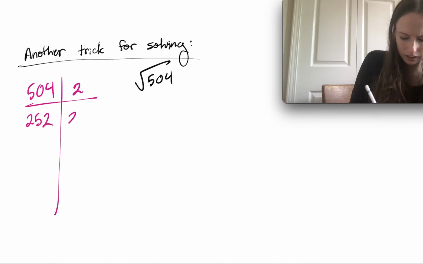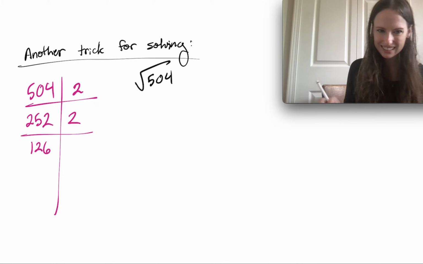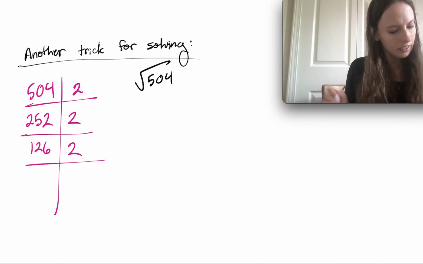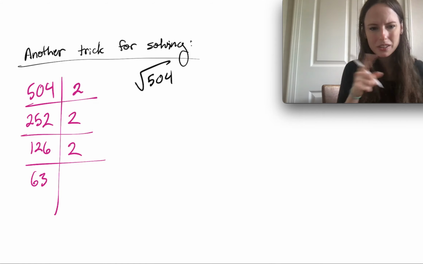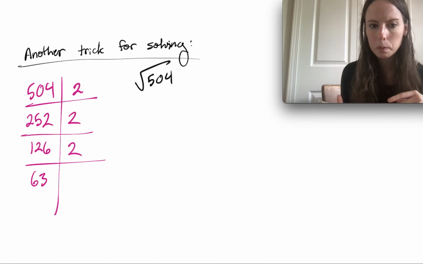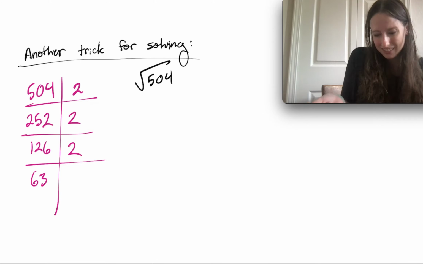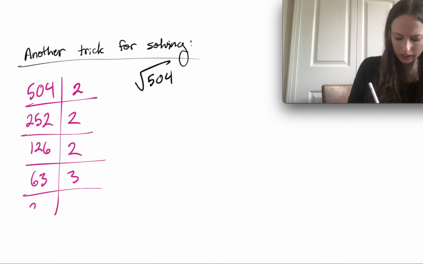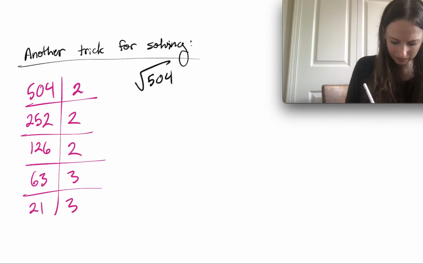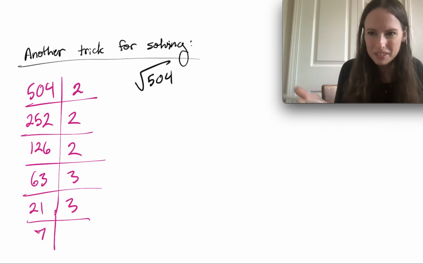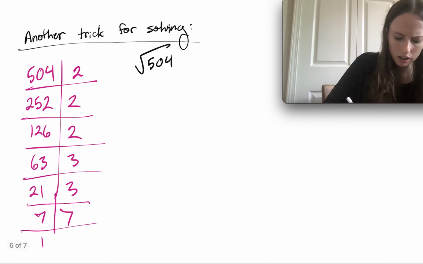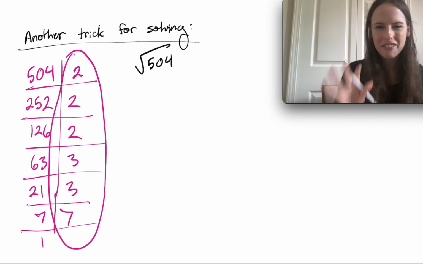So divide that by another 2, and I get 126. Well, I can divide that by 2 as well. So I'll divide by 2 again. That's going to give me 63. All right, so now I'm thinking, what can I divide 63 by? I can't divide it by 2, but maybe I could divide it by 3. So I'll divide 63 by 3, and that gets me 21. Well, I can divide 21 by 3 again, right? And that's going to give me 7. I'll divide 7 by itself and get this all the way down to 1. And now I have all of the prime factors of 504.